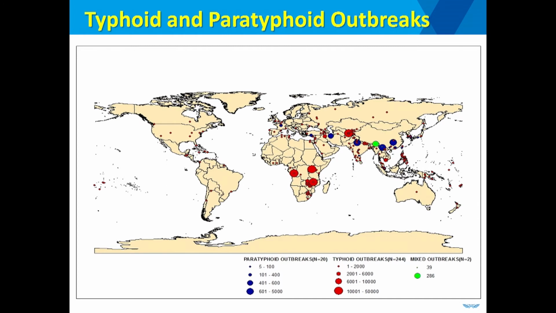And then based on the GIS, we plotted the outbreaks on the map. This map shows the typhoid and paratyphoid outbreaks. The typhoid outbreaks are in red, paratyphoid outbreaks are blue. And you can see more blue spots in the Asian region.